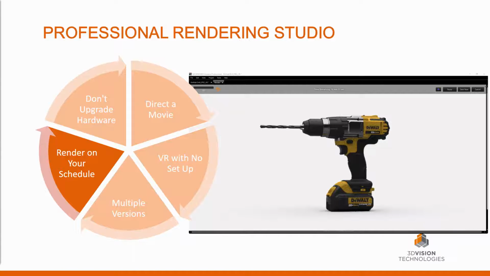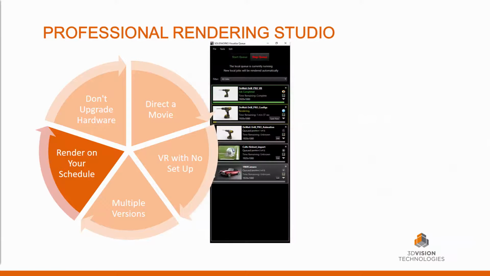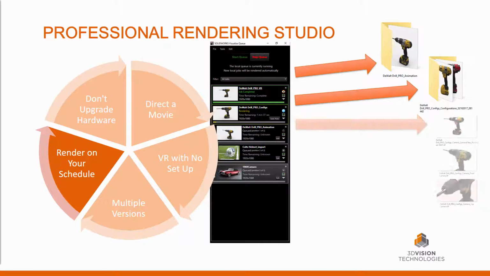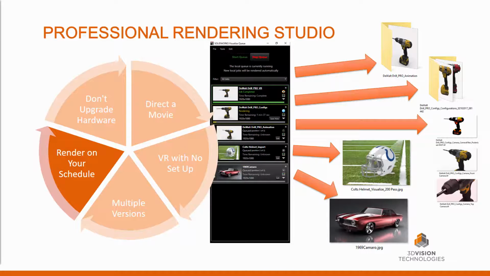And this aspect that we're about to talk to is, I think, the most important part of Visualize Professional, and that is the render queue. The ability to send a bunch of jobs to a queue, then with a simple click of starting the queue, it's just going to create all of those jobs, one right after another.